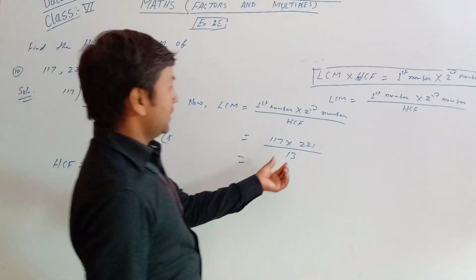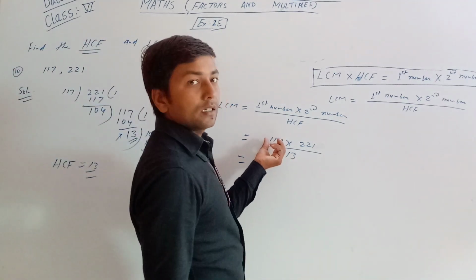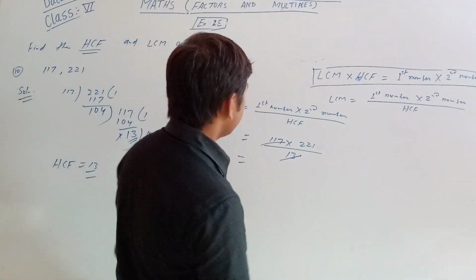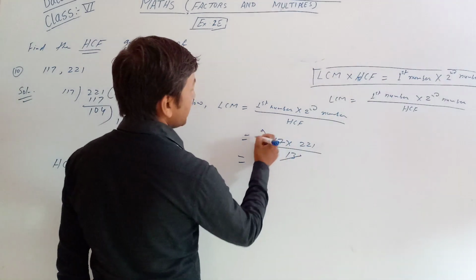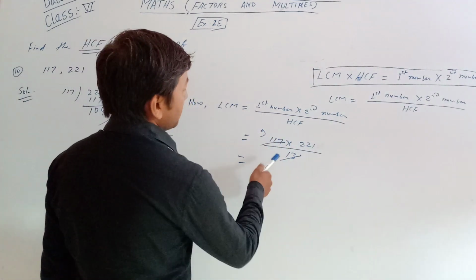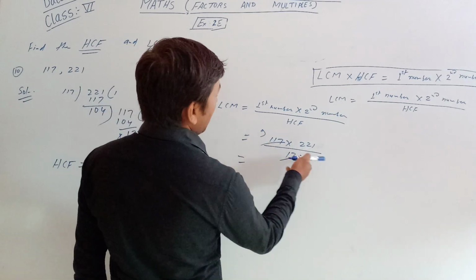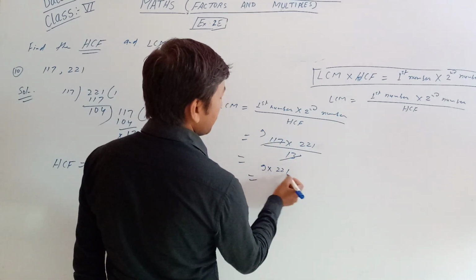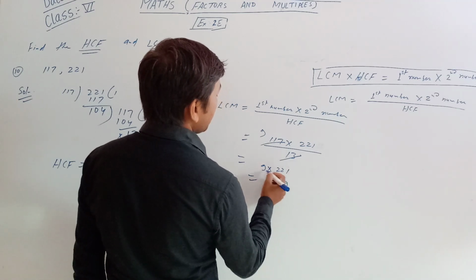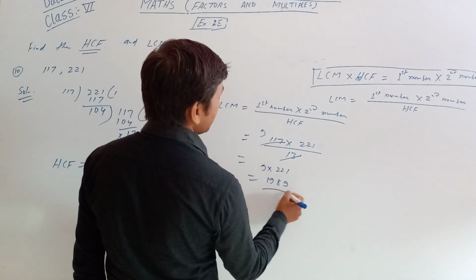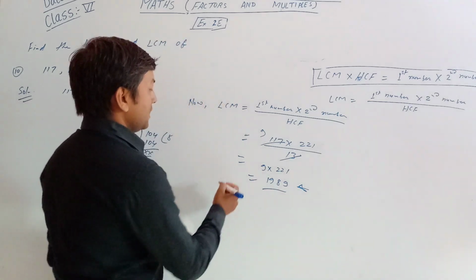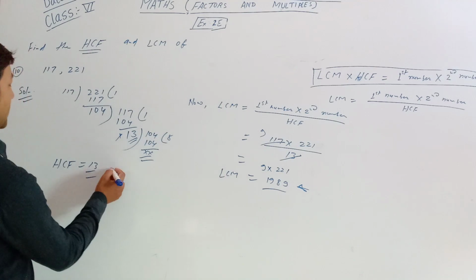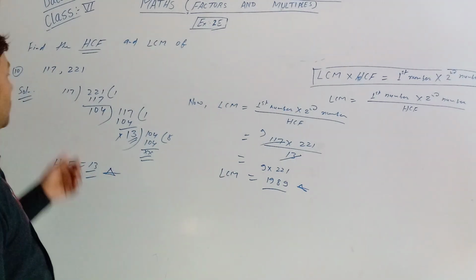So 13 you can divide this one, 9 times, and now you multiply 9 multiply 221, you will get 1989. This is the HCF. This is LCM. LCM is this one and HCF is this one. Okay, this type you will solve the rest.